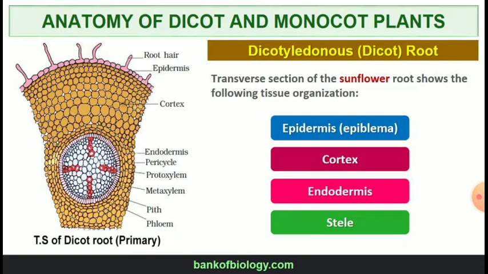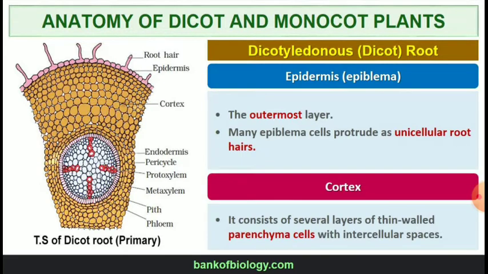The TS of the dicot root, or the transverse section of the dicot root, shows the following organization: epidermis, cortex, endodermis and stele. Stele is nothing but where the vascular bundles are present. So let us start with the root. The epidermis is the outermost layer. Many epiblema cells protrude as unicellular root hairs.